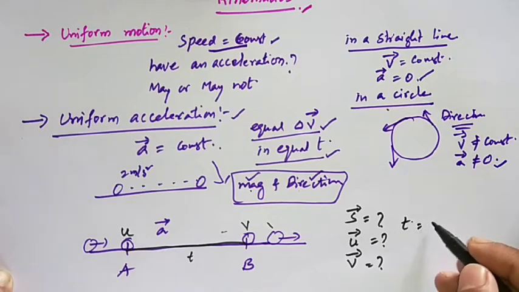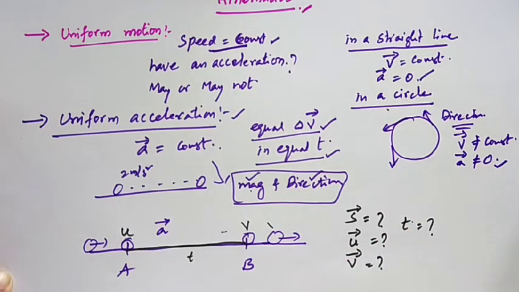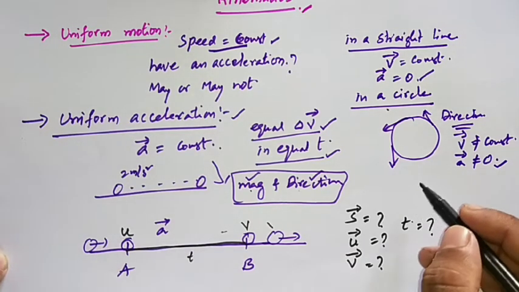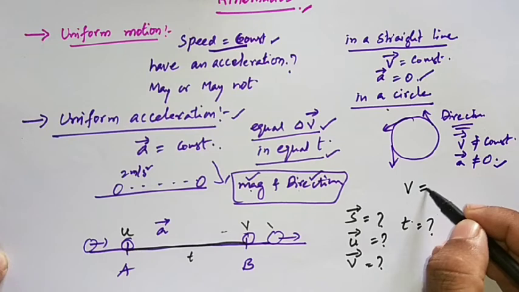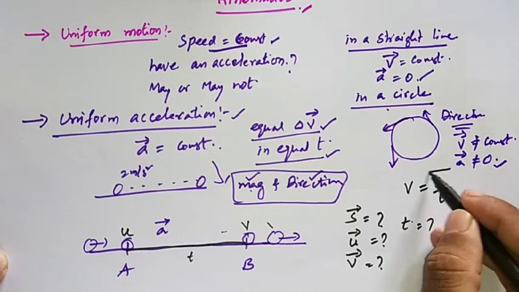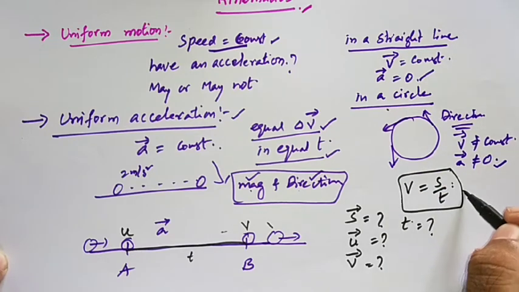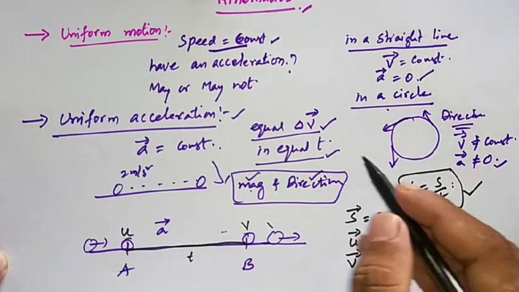Understood? These are the parameters I want to calculate. Then how to calculate these parameters when a body performs uniform acceleration? If the body performs uniform motion, we can use this formula directly: V is equal to S by T. When should we use this formula? If the body has uniform motion.